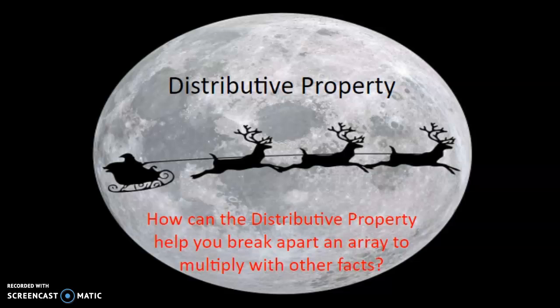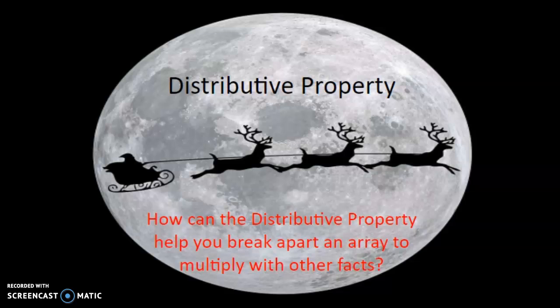We're going to start out with our question that we're going to be focusing on. How can the distributive property help you break apart an array to multiply with other facts? Now, we're not only going to be breaking apart an array, but we're going to be looking at a number sentence or a multiplication sentence or equation that we're going to be able to break apart as well. And there's choices that you get to make here.